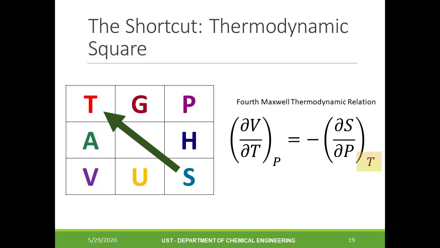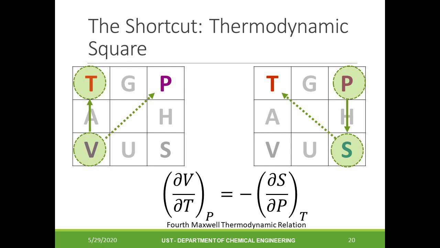Now, similar to the first relation, when the functions P and S come together, we will put a negative sign on that side of the equation. Alright, so this is the fourth Maxwell relation. Okay, so this is just to give you a summary of the movements that I did in the thermodynamic square to get the fourth Maxwell relation.